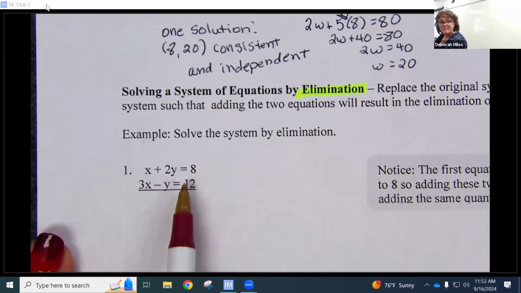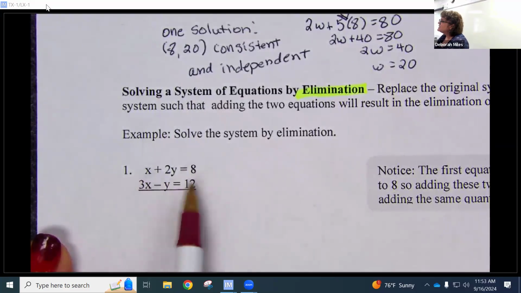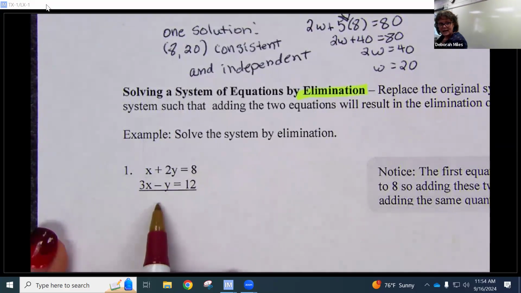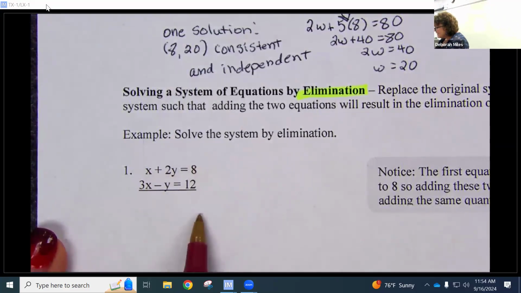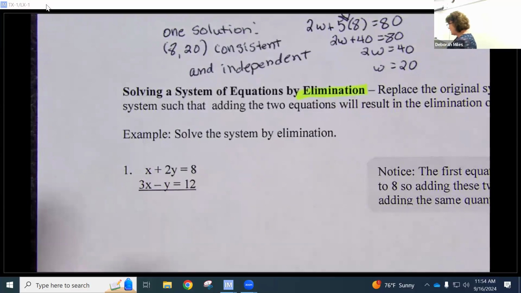Elimination is based on the fact that this equation really means X plus 2Y is the same thing as 8. Just like I can add 8 to both sides of an equation, I can add X plus 2Y to both sides of the equation. That's why elimination is legal. But what I didn't realize when I typed this is adding these two together wouldn't really help me. I'd have 4X plus Y equals 20. That's still an equation that has two variables in it. And I can't solve just one equation that has two variables in it.